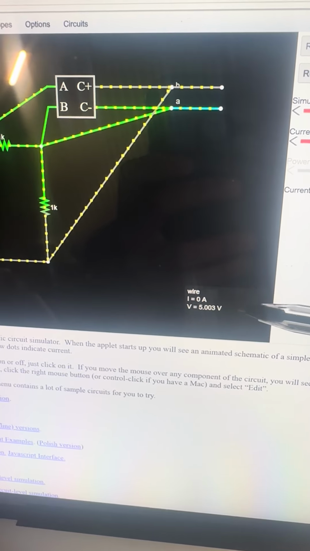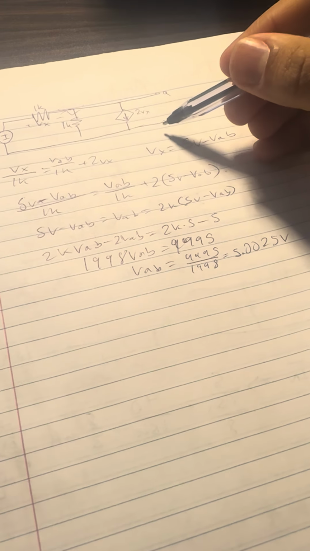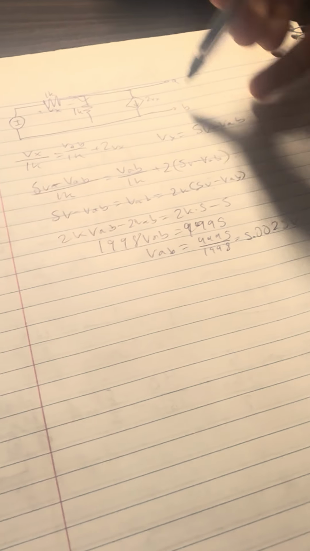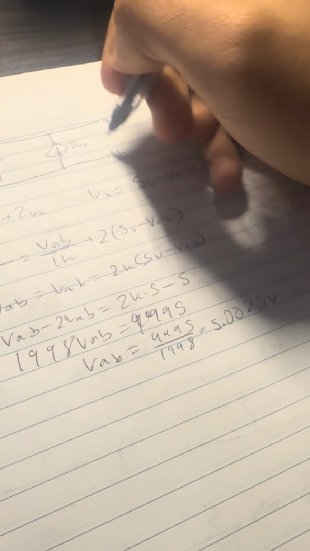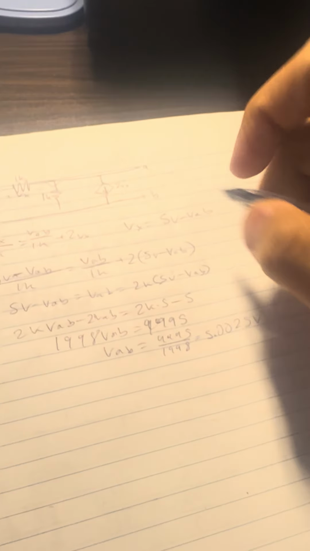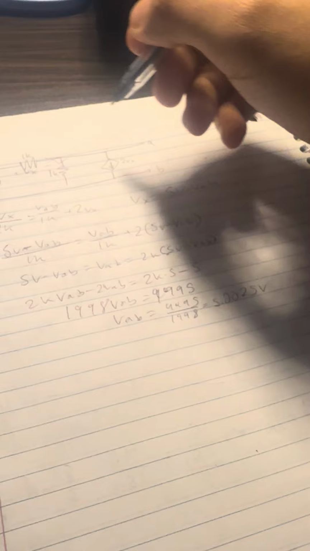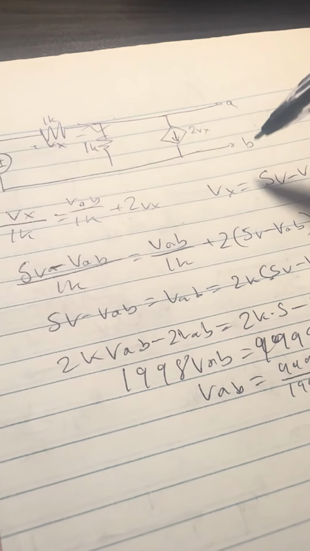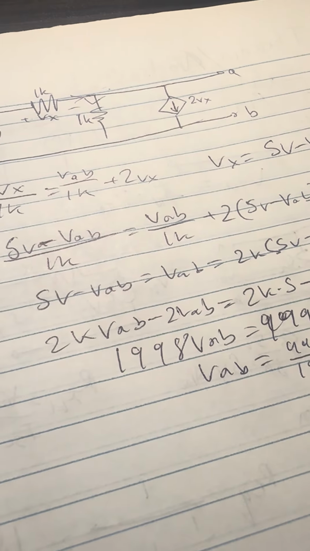5.003 volts right here. So that's good. Now we can run the test signal method to check for the RTH. What we do is turn off the source here, and instead run a test signal across the terminal like this. I'm going to run a 1 volt test signal across and look for the current going across it. But you could also run a current source and check for the voltage across it.